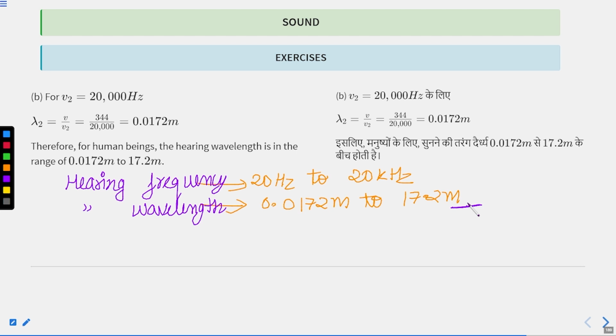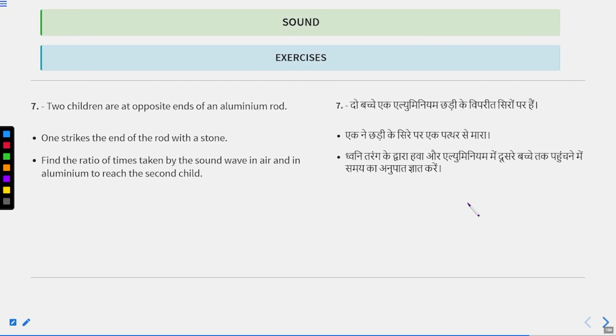Now let's move on to the next question. The next question is, two children are at the opposite ends of an aluminum rod. One strikes the end of the rod with a stone. Find the ratio of time taken by the sound wave in the air and in the aluminum to reach the second child.